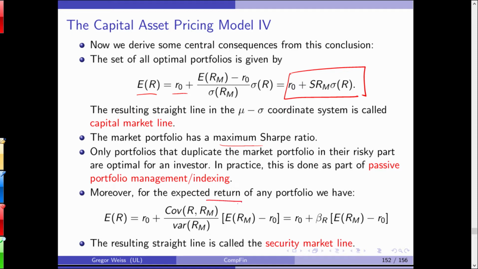Moreover, for the expected return of any portfolio, we have the expected return is given by risk-free return plus beta factor times the excess return of the market. And this is, if you draw it in a plot, this is what we call the security market line. The difference between the two is that in the first case we have a mu-sigma graph.